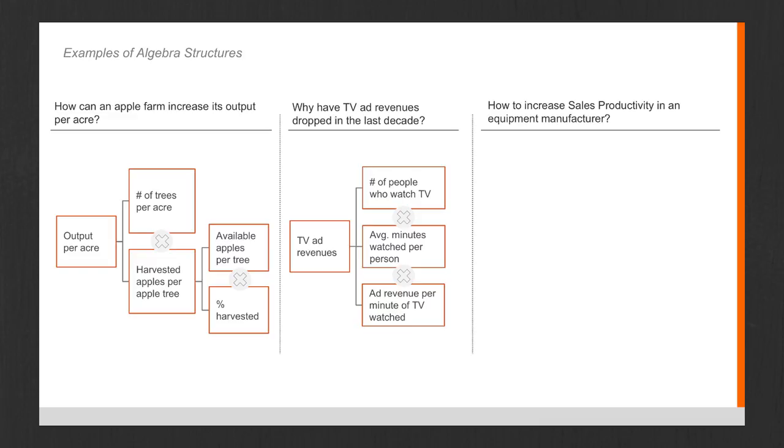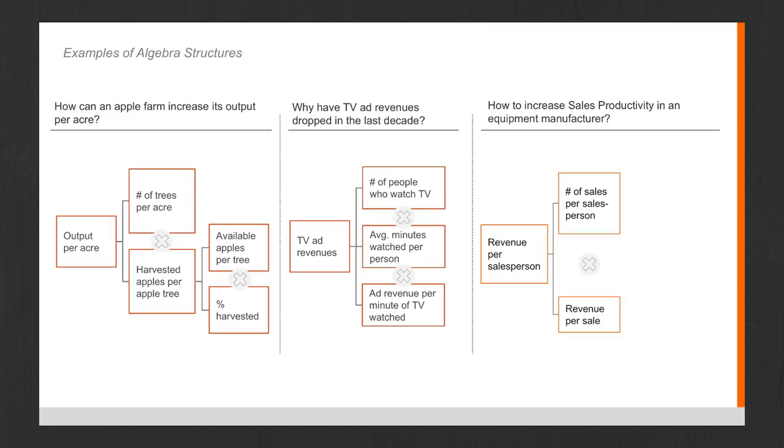Third example here. How to increase sales productivity in an equipment manufacturer. So we'll start with defining sales productivity into revenue per salesperson. I'd have to define that with the interviewer, but that's how I'm defining it right now. And then I can break it down into a formula.